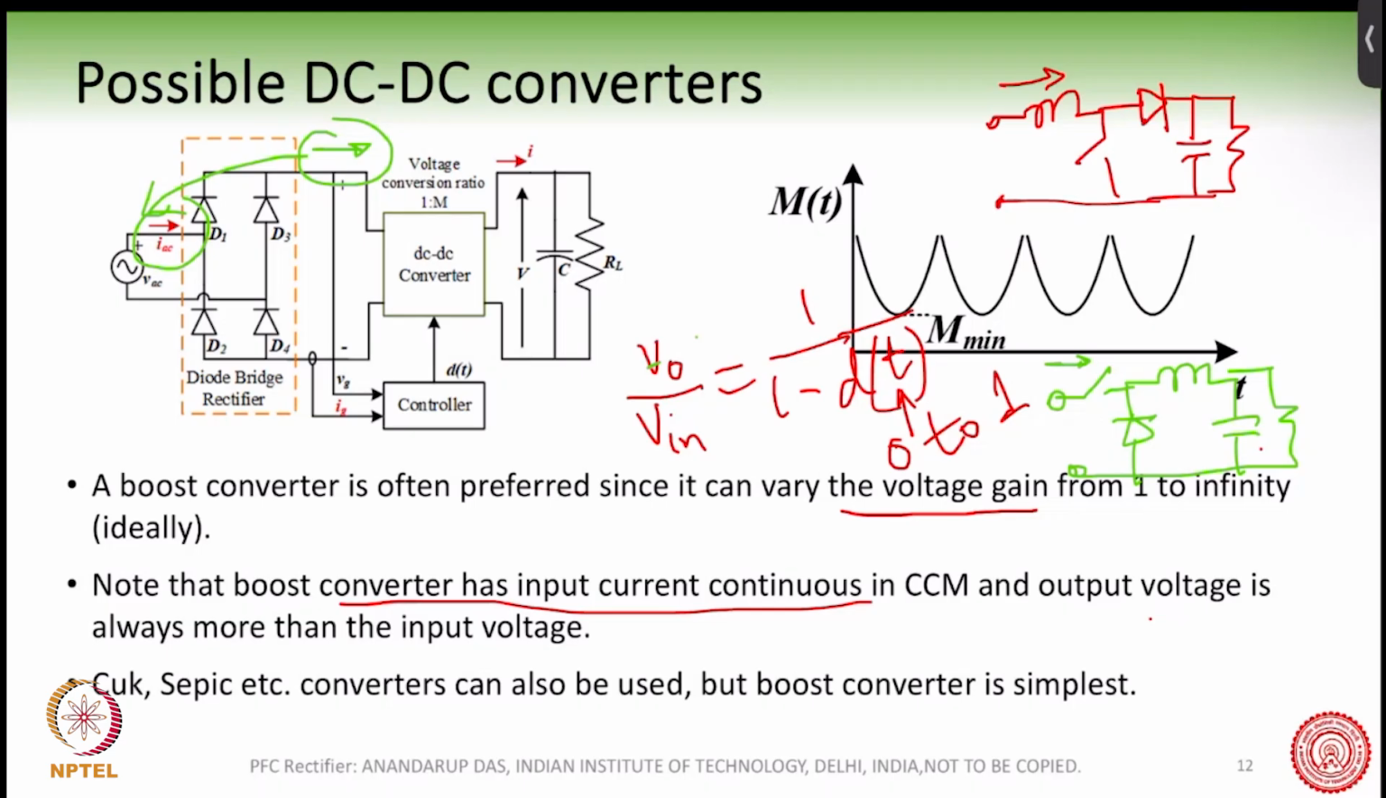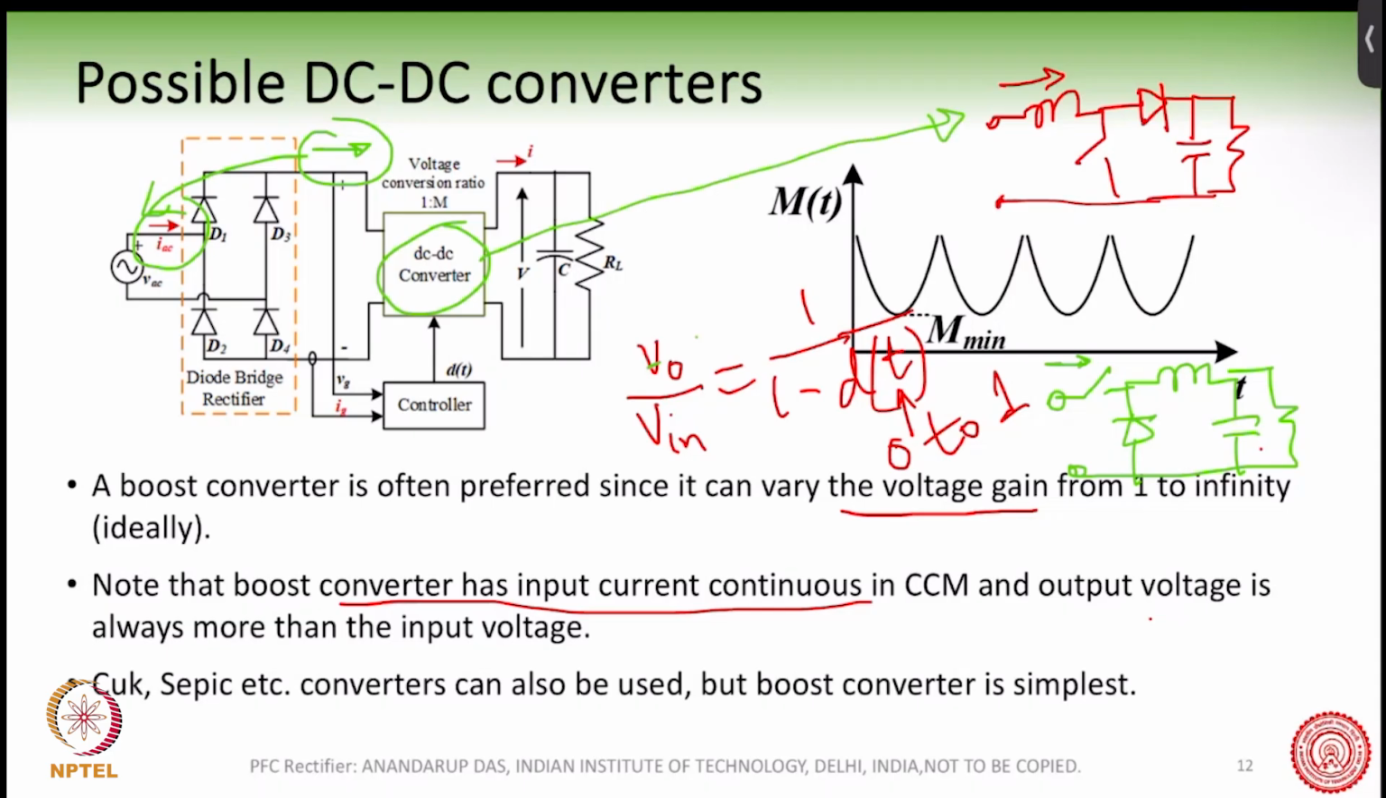It is possible to use a buck converter, I'm not saying it is not possible. But we need some additional components, filters, or some additional logic somewhere that will make this input current continuous, ripple free. Compared to that, the boost converter is a much better solution. So for this DC-DC converter, we will stick to the boost converter.